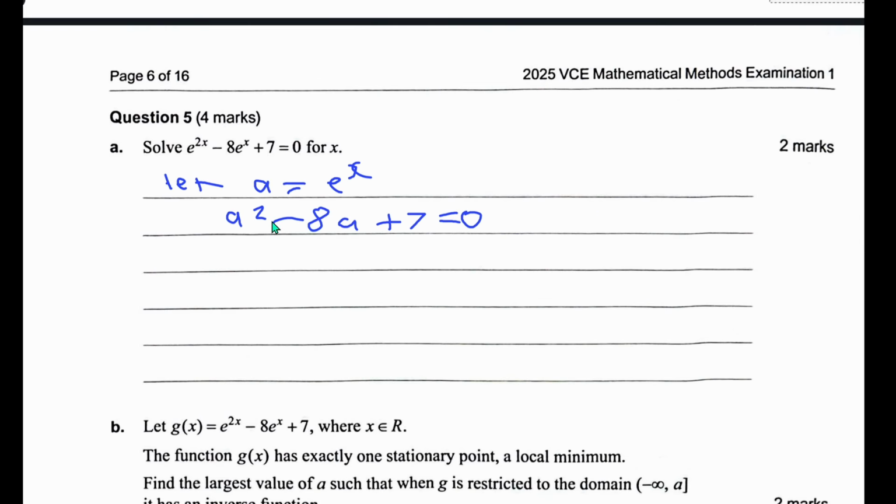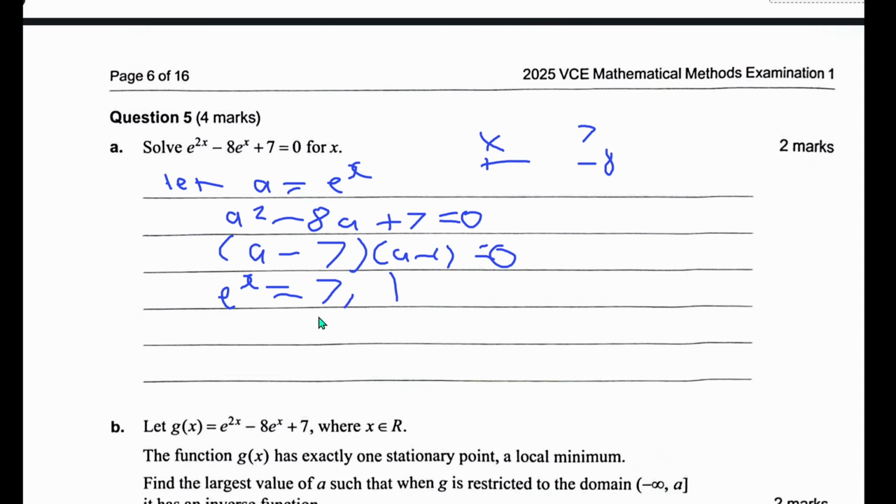You can use lots of methods to find the answer. Okay. e to the x minus 7, e to the x minus 1 equals 0. So e to the x equals 7 and 1. So x equals ln 1 and ln 7. So x equals 0 and ln 7.